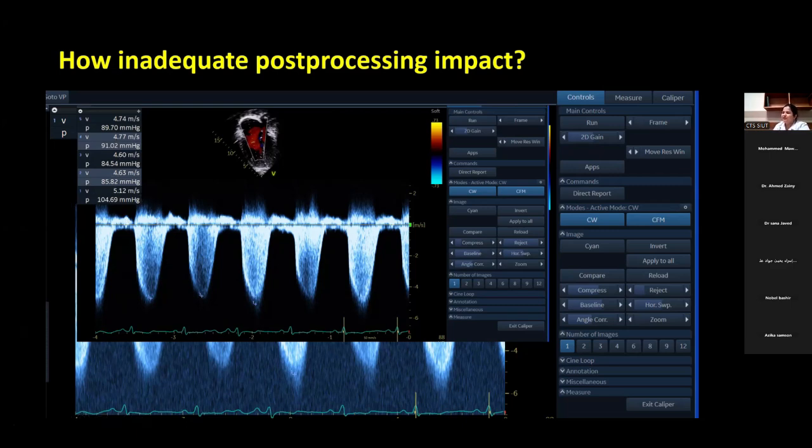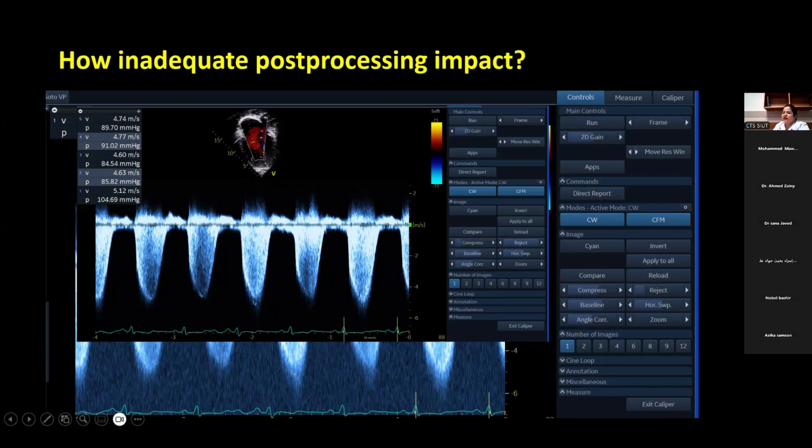So you mean that we can identify the Nyquist limit by increasing the reject? Yes. Increasing the compress? Yes. And decreasing the gain? Yes, decreasing the gain. And what should be the ideal reject? Because if we increase the reject too much, we might decrease the Nyquist limit.